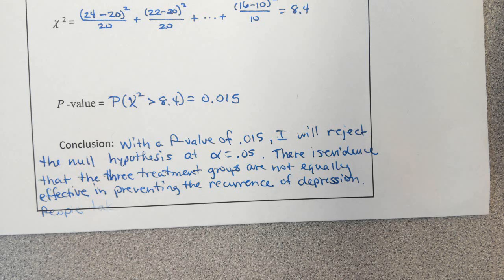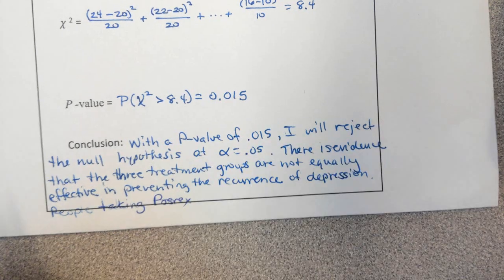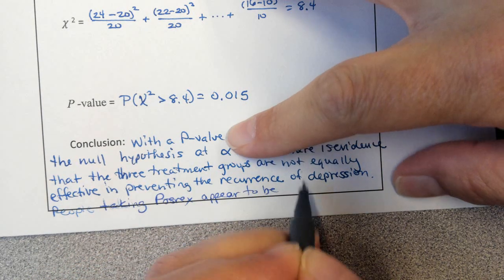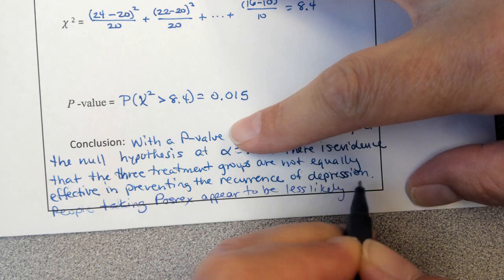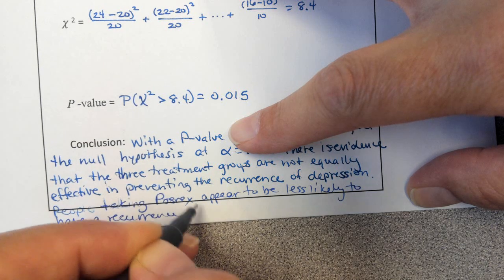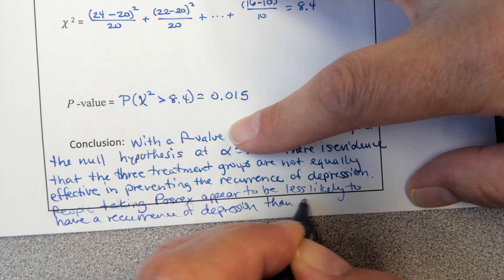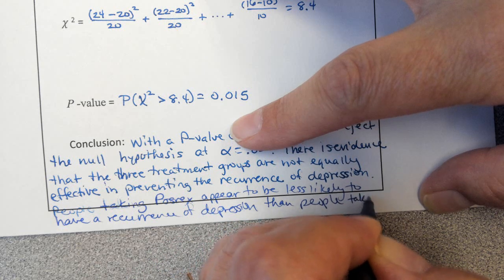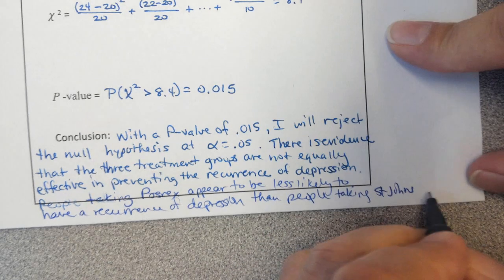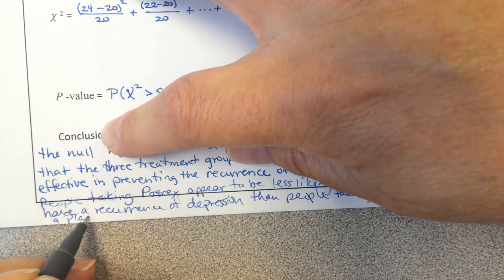Here we go. People taking Paxil appear to be less likely to have a recurrence of depression than people taking St. John's wort, or a placebo.